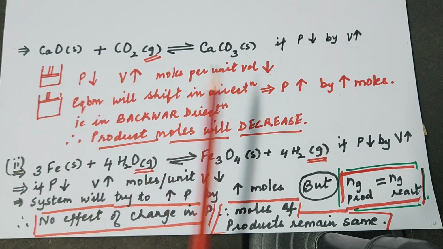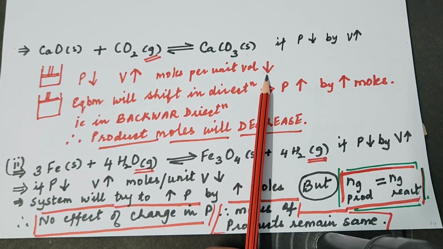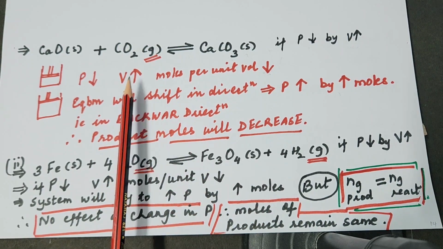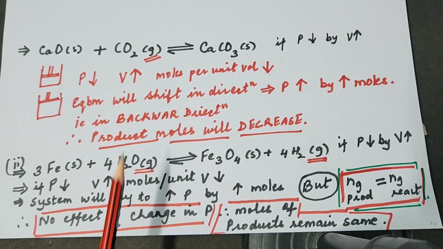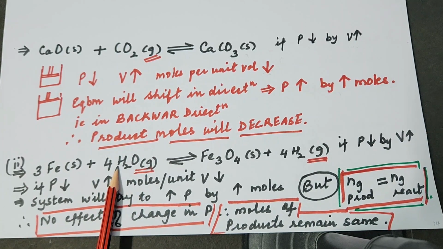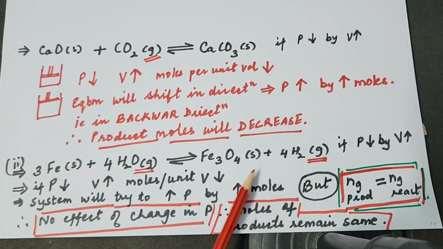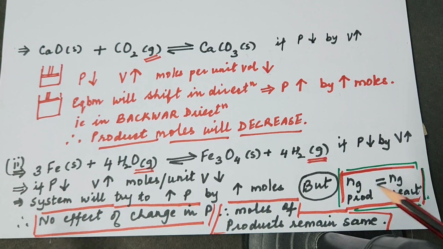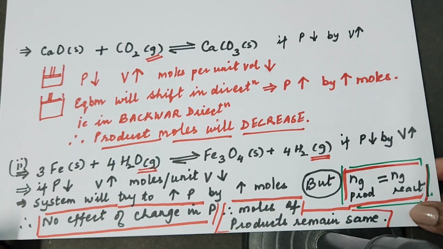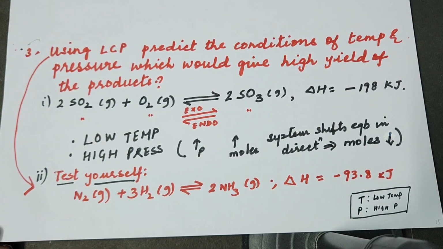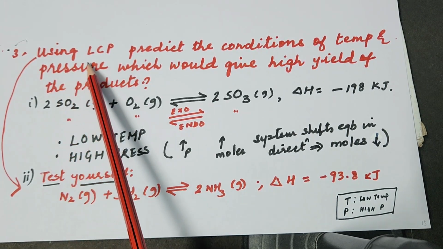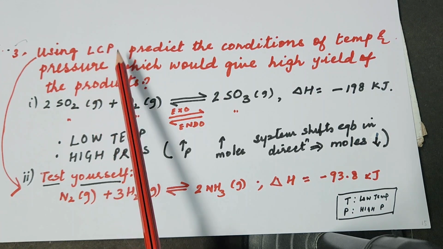If pressure is decreased, system moles will decrease and the system will try to increase the moles. But one thing you have to remember here, just like here we said, only the gaseous components are to be considered. Here also 4 gaseous components here, 4 gaseous components here. So this whole story is null and void here, because as soon as the number of moles of gaseous products is equal to the number of moles of gaseous reactants, there is no impact of changing pressure on such a system. Using LCP, that's just a shortened version I have given for Le Chatelier principle.